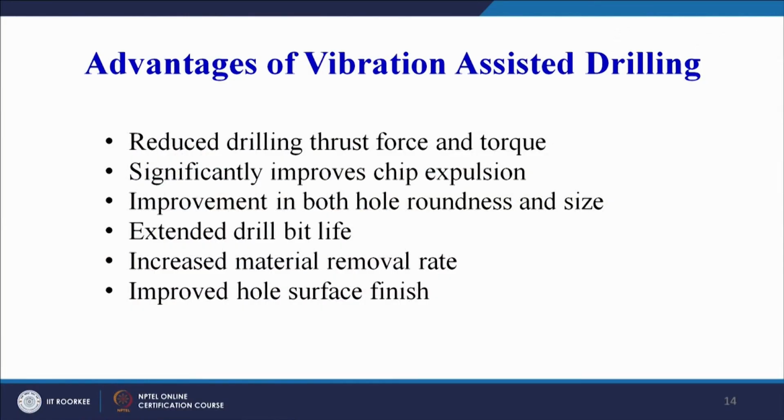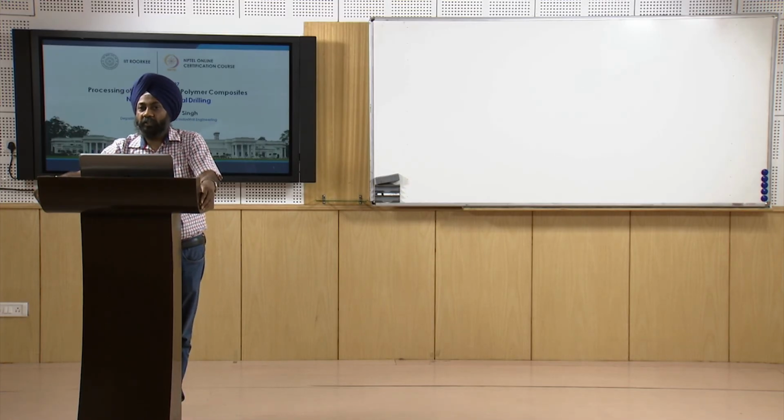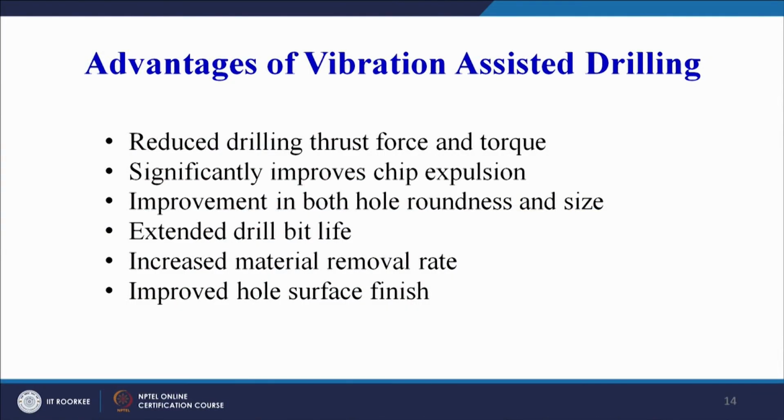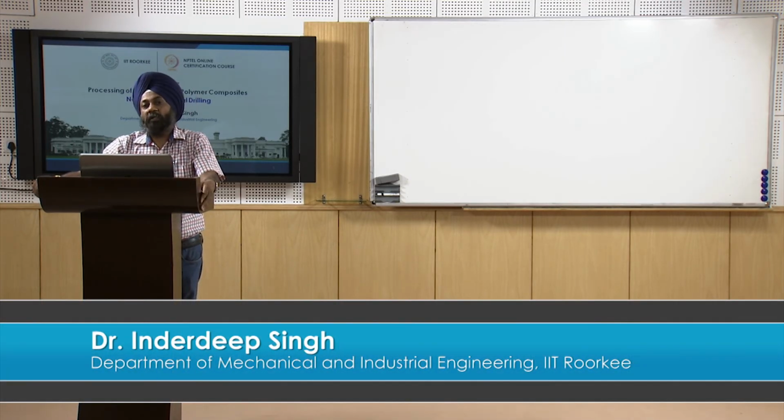It significantly improves the chip expulsion, so chip removal is better, especially in case of a hollow tool. From the center we can easily remove the chips. Improvement in both the hole roundness and size, so out of roundness error is reduced in ultrasonic assisted drilling. Drill life is more because the drill is not coming in direct contact with the workpiece, it is coming in intermittent contact with the workpiece. Then increased material removal rate is there, increased hole surface finish is there. So we can very easily conclude that if we use vibration assisted drilling in making of holes in composite laminates, we are going to get good quality of holes.